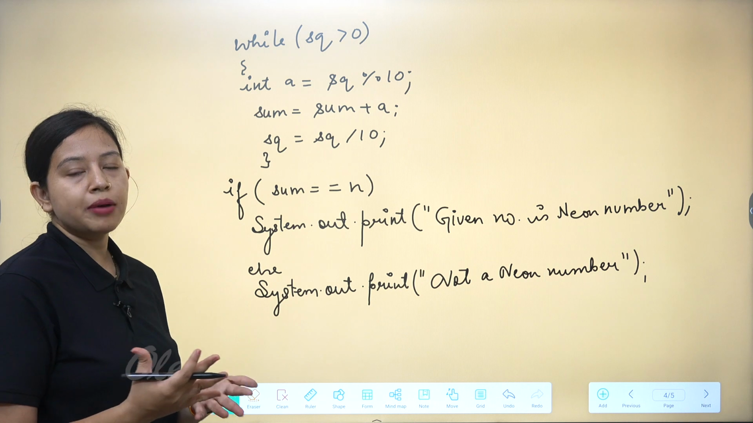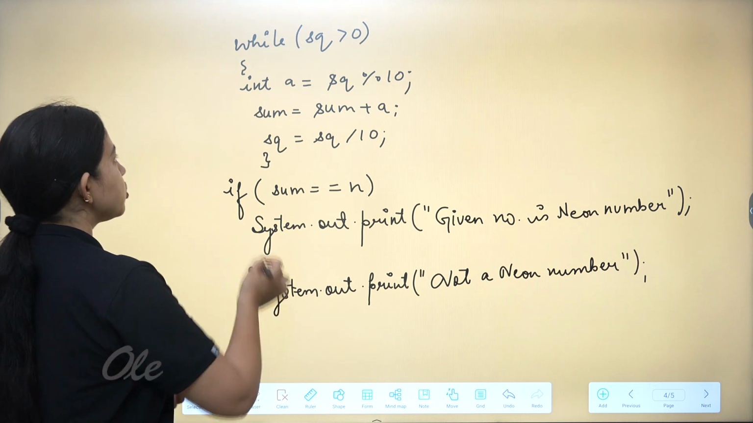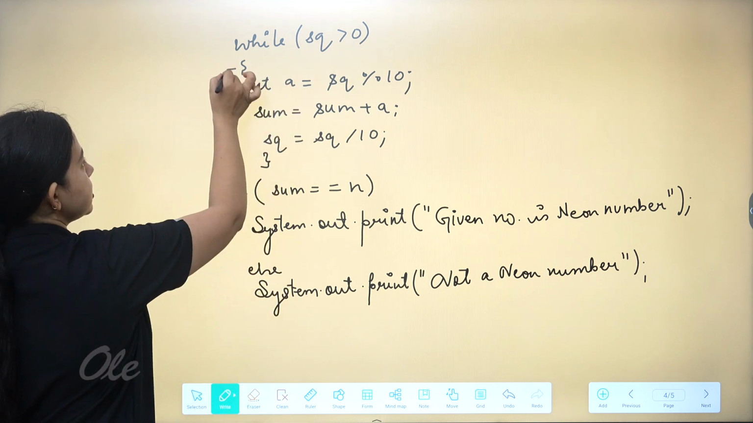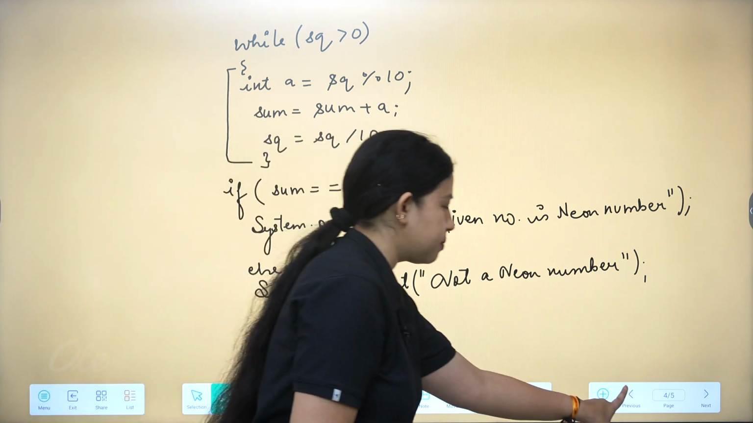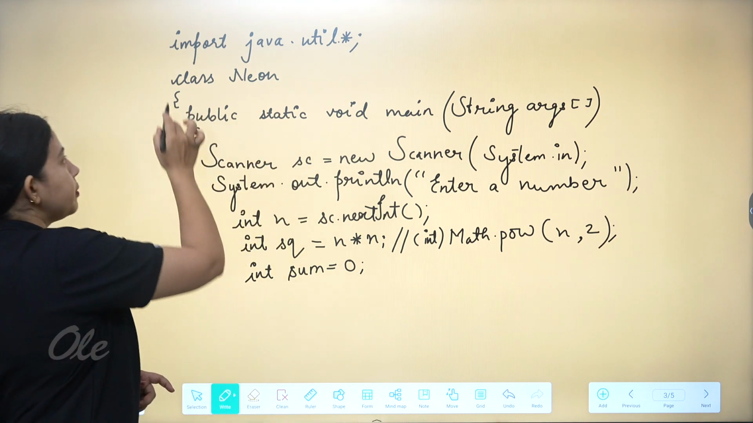How many brackets have been opened, that many brackets need to be closed. As you can see in this slide, the whole bracket has been opened and closed. Now just go through the previous code. How many brackets are open?